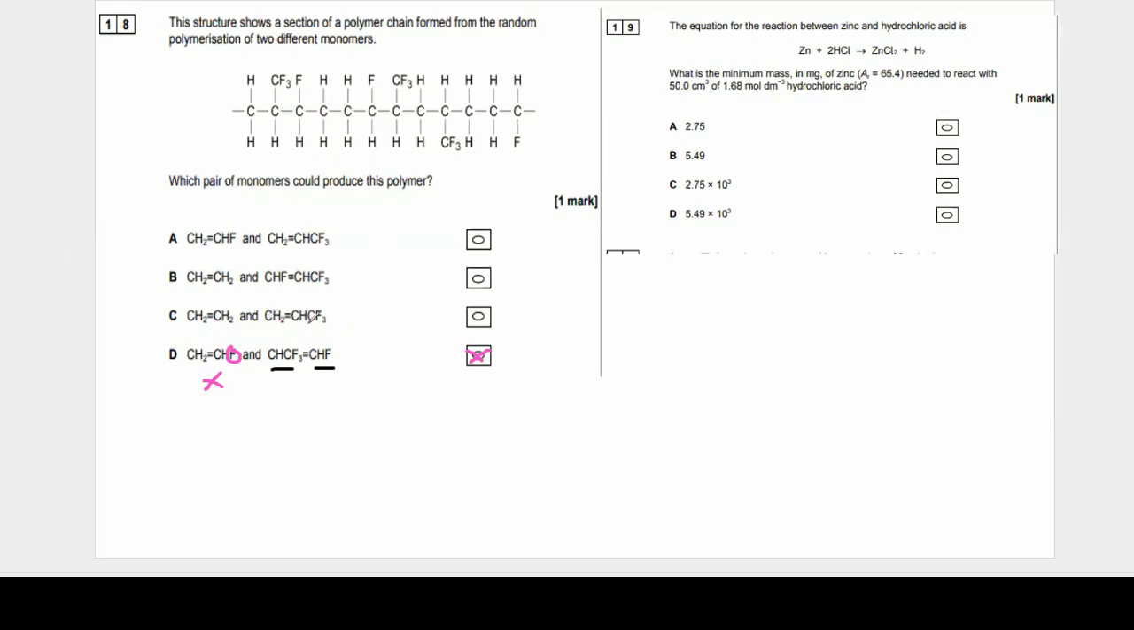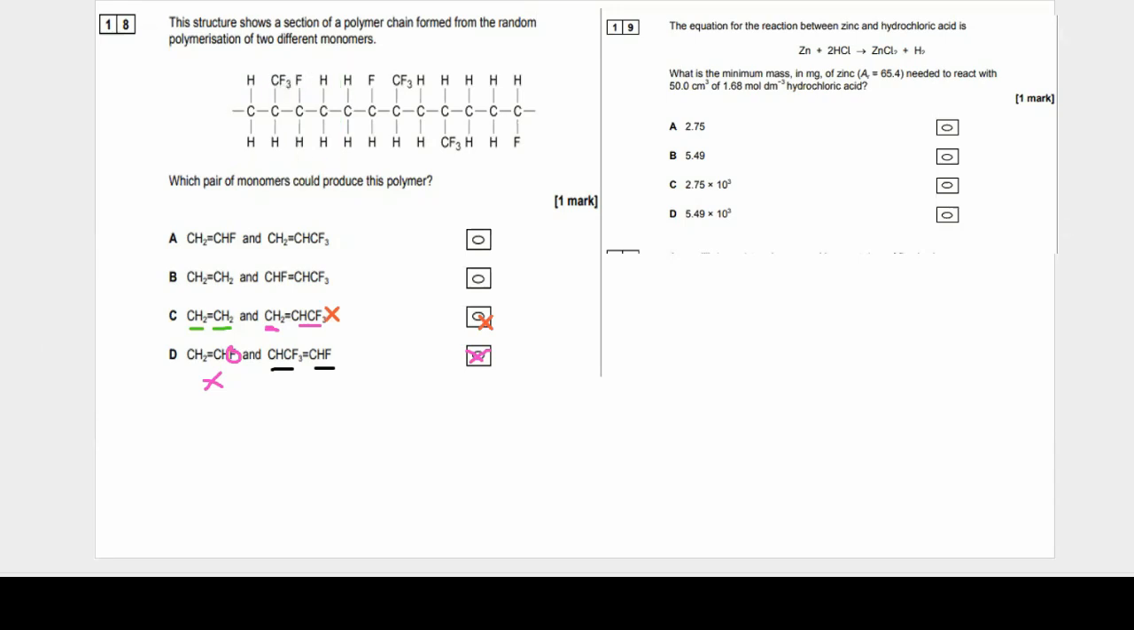So let's check C. Okay, so C is saying it's got an ethene molecule, and then it's got this other one. So let's highlight the one I'm underlining here in pink. That would be its monomer there. Now in the green, that doesn't look like ethene. It's got a fluorine atom, so it can't be C because those two monomers don't match up.